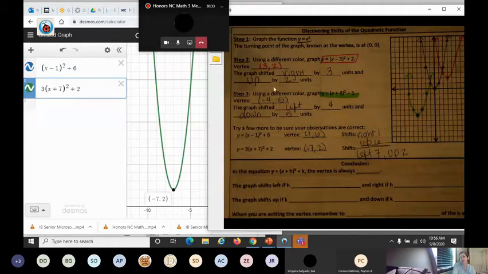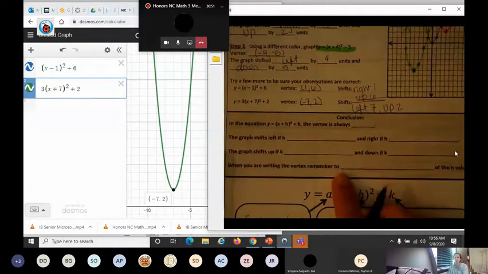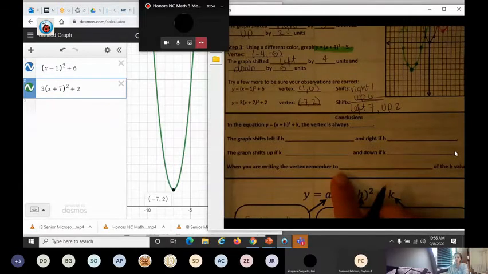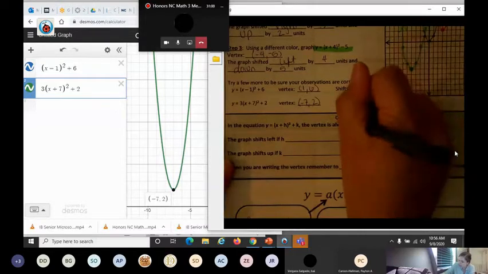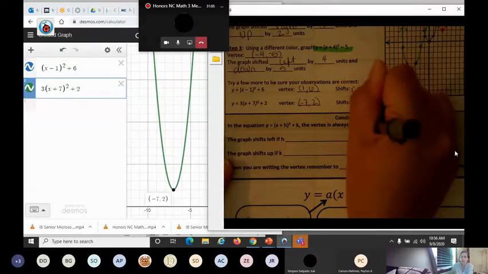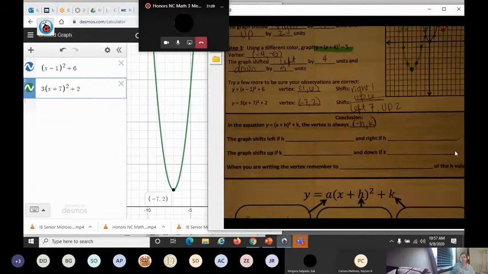Okay, so from this section of the investigation, from doing all these examples, there are some things that we can generalize about our function. So that's what we're going to put in this gray box down here. If you're writing this out on notebook paper, these sentences are vital. These are the most important ones. It says in the equation y equals (x plus h) squared plus k, the vertex will always be -h, comma k. So no matter what you have, that will be your vertex. What questions do you guys have?